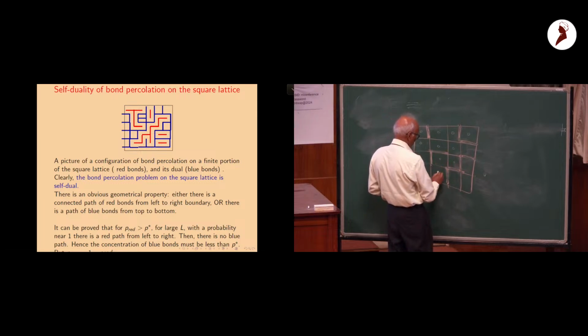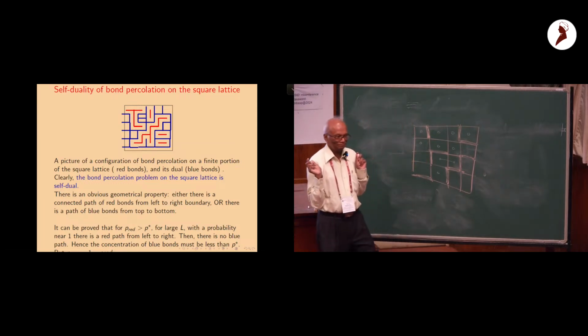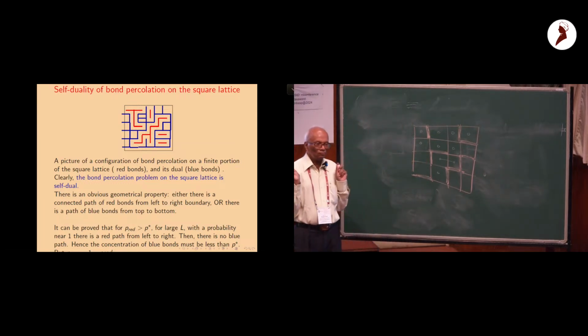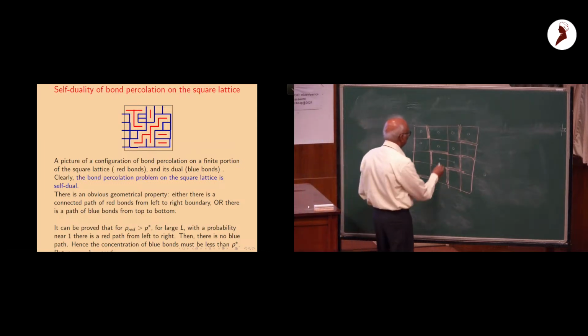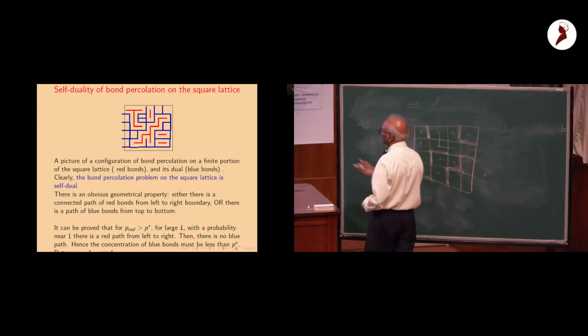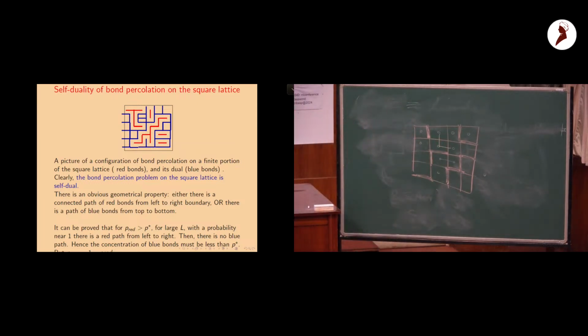Okay. And I will draw a dual edge if the original edge is not present. If there is no red edge joining that, then you draw a perpendicular blue edge. So that is what is done here. So then you see that the red clusters and blue clusters kind of interpenetrate and cross each other. But the blue problem is also a percolation problem.